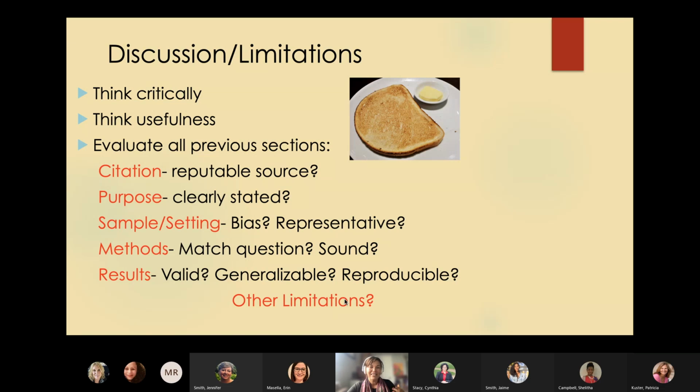Because when you do a survey in this particular population, you have to make a lot of assumptions about their lives and what they value. And then finally, the results.